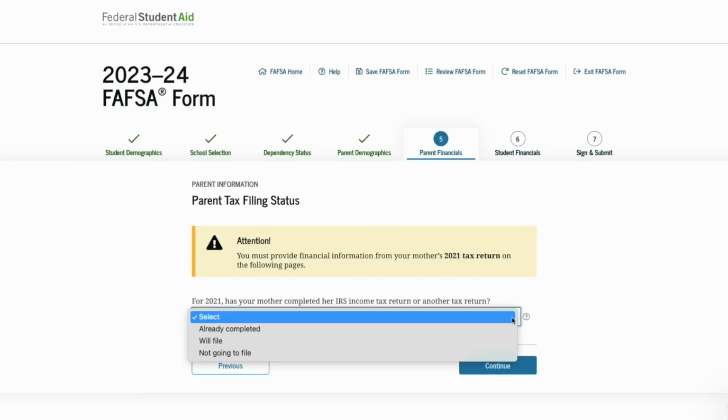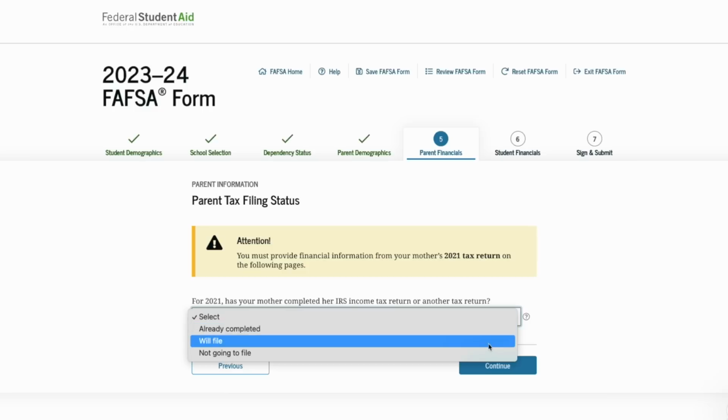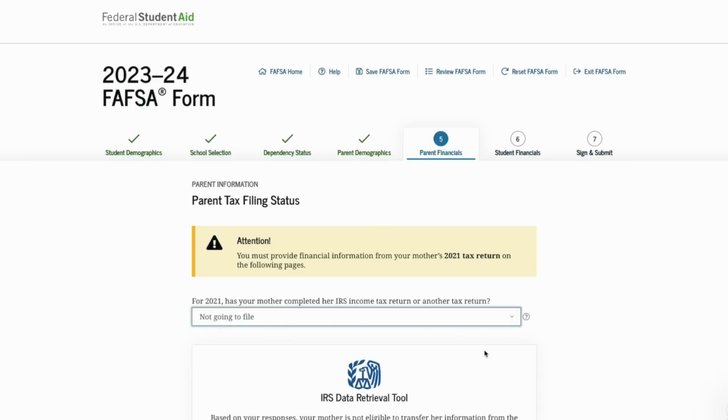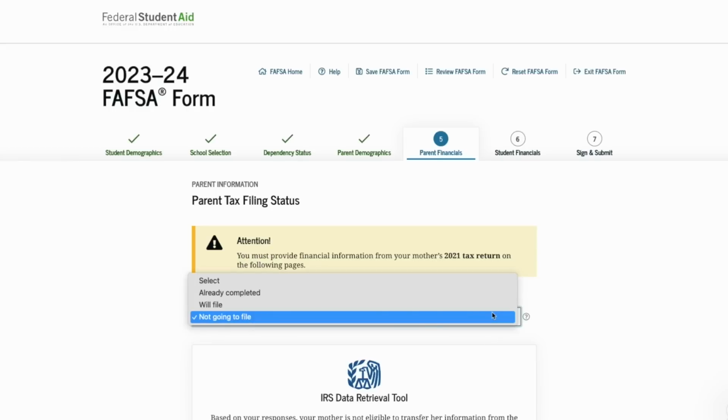You're going to choose between already completed, will file, or not going to file. If it is the case that your parents don't file US tax returns, you can choose not going to file, and you'll be asked specific questions about income in the following screens so that you can substitute that income for the federal tax return information.